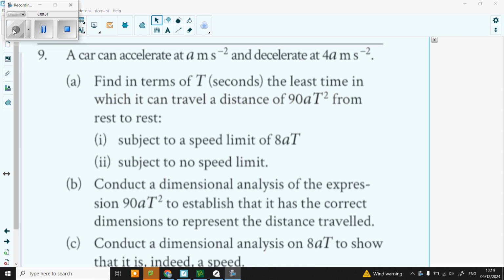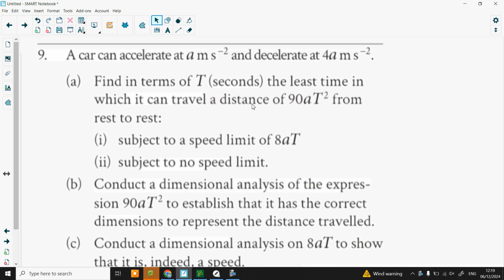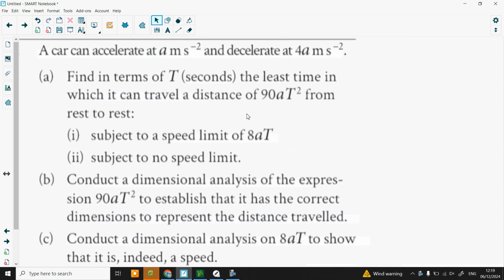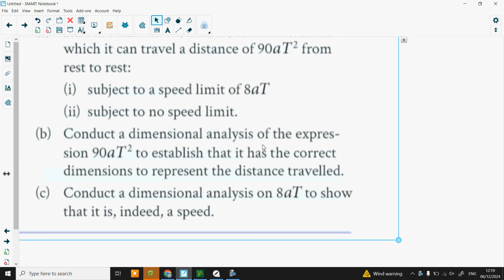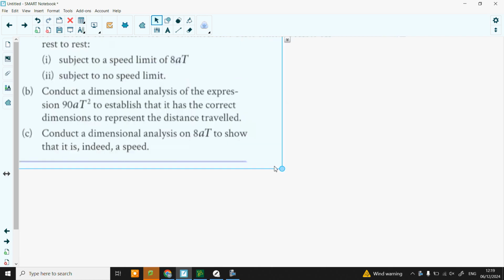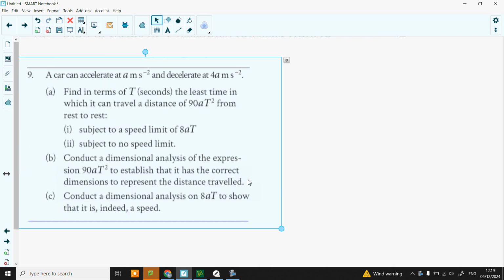Now, here we go. Okay, a car can accelerate at A and decelerate at 4A. Find in terms of t seconds the least time in which you can travel a distance of 90 AT squared from rest to rest, subject to speed limit AAT. Now, would you all agree, it never specifies what t is?